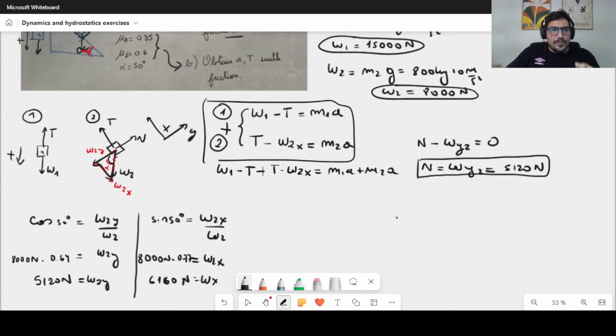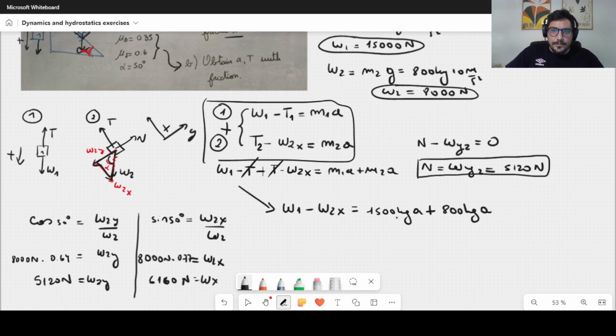Well, as we are using ideal ropes, the tension exerted on 2 in absolute value is equal to the tension on 1. So tension 1 and tension 2 are equal, so we can cancel them. Therefore, we didn't use numbers for each tension. And we have here weight 1 minus weight 2 in x is equal to mass 1 times acceleration plus mass 2 times acceleration. Mass 1 is 1500 kilograms times acceleration. Mass 2 is 800 kilograms times acceleration.